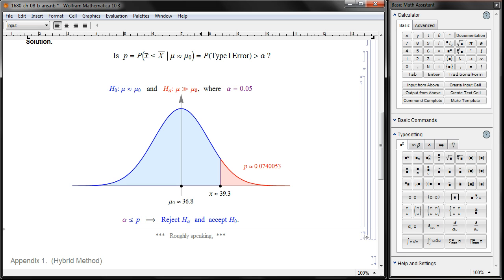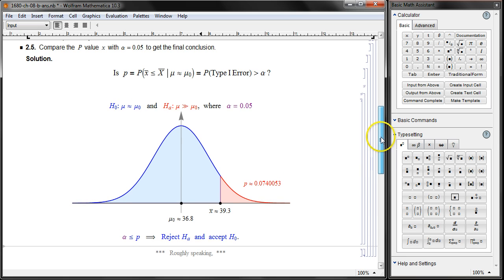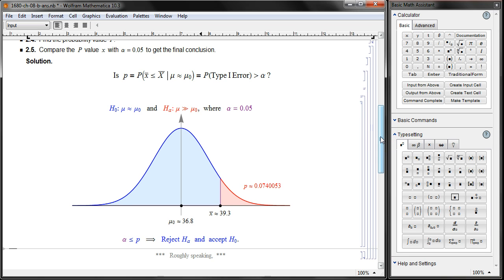But then again, this approach is a little bit trickier because after getting the p-value, how does that connect to the conclusion? That's a little bit tricky. And if you get a little bit too confused, then I advise you to go back to problem number 1 and study the critical value method. That one is far more explicit and graphically clear.